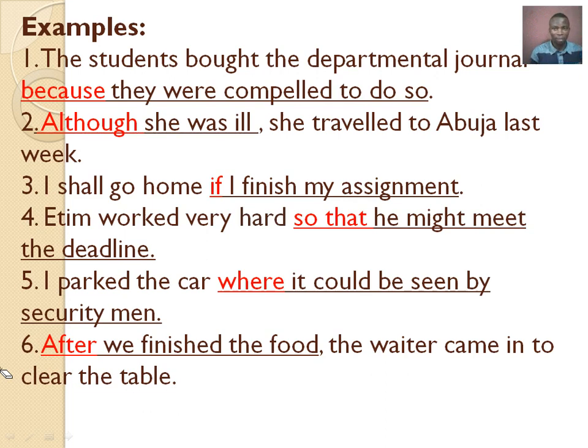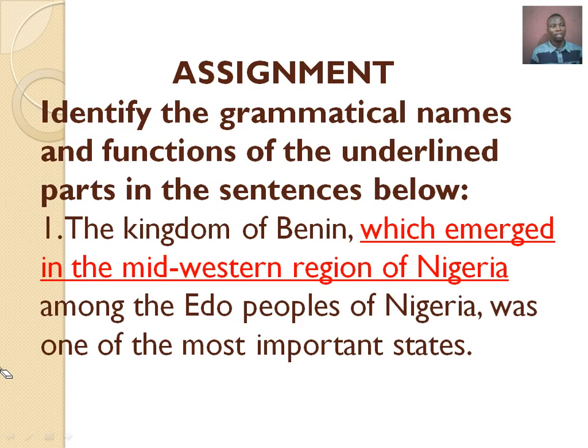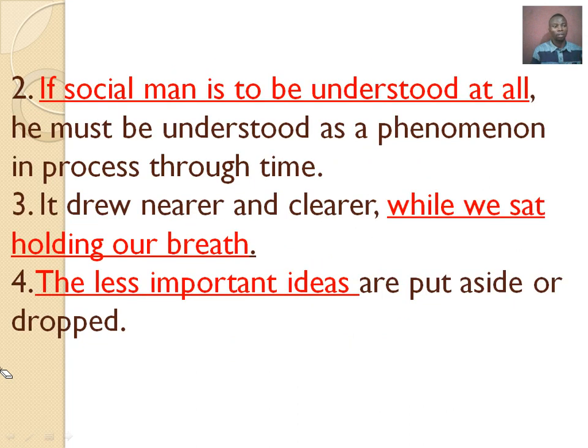Now to leave you with something to engage you, to leave you with something to do, here is the assignment for you. Now the preamble says that you should identify the grammatical names and functions of the underlined part in the sentences below. There are about 9 sentences, and some words are written in red and underlined. You are to give the grammatical names of the words in red and also mention the functions they perform. So number 1 is displayed here. Number 2 and 3 are displayed on the screen.